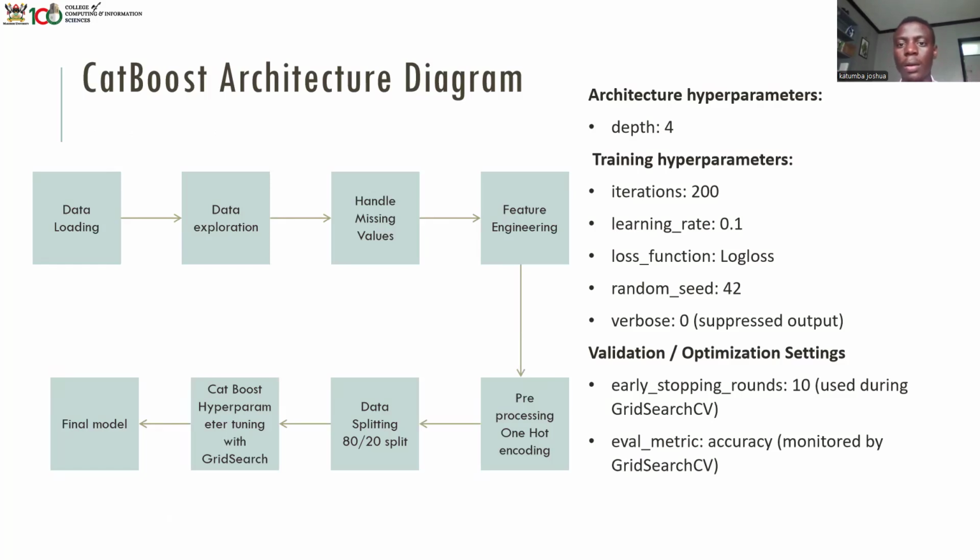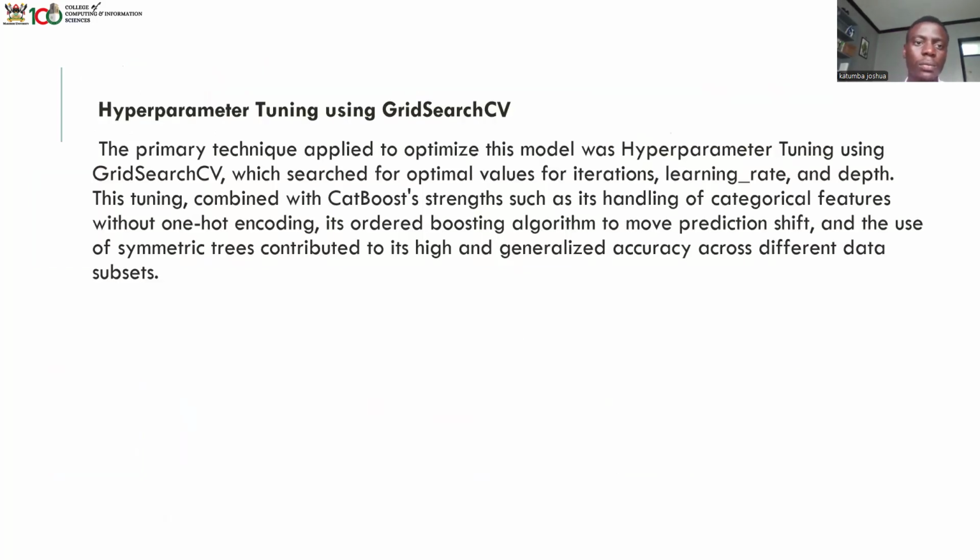So here, I'm sorry for the noise, I can imagine. So here, we had training parameters where we did 200 iterations. Then we had a learning rate of 0.1, and the loss function we used was called log loss. Then for the random seed, it was 42 and a verbose of 0. So, hyperparameter tuning using grid search CV.